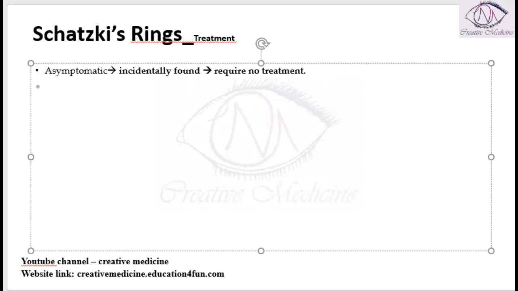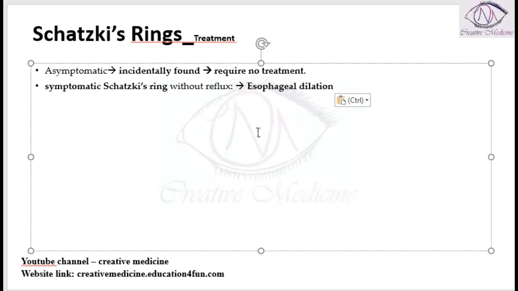If it is a symptomatic ring, then there are two situations. If it is a symptomatic ring without reflux, then esophageal dilatation can be done, mainly for the relief of obstructive symptoms. If there is only dysphagia present without reflux, then we can do esophageal dilatation.